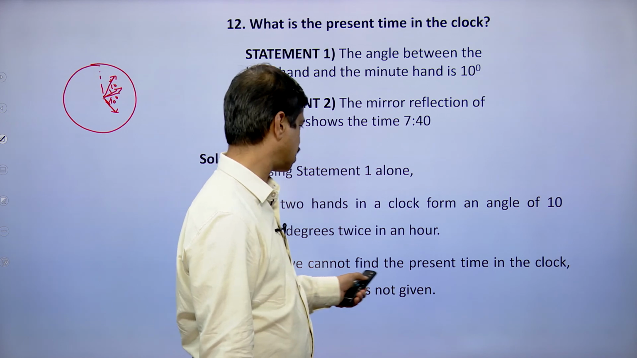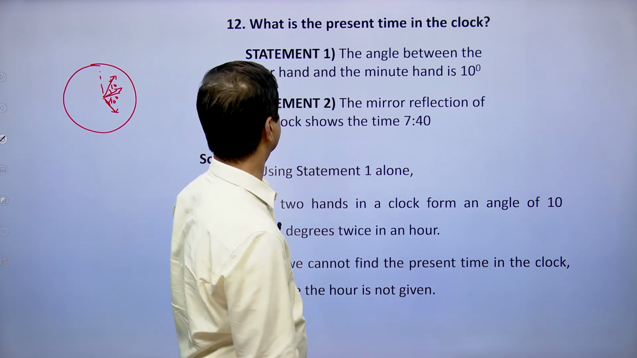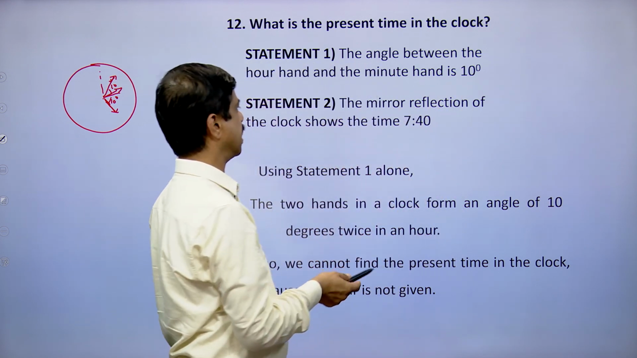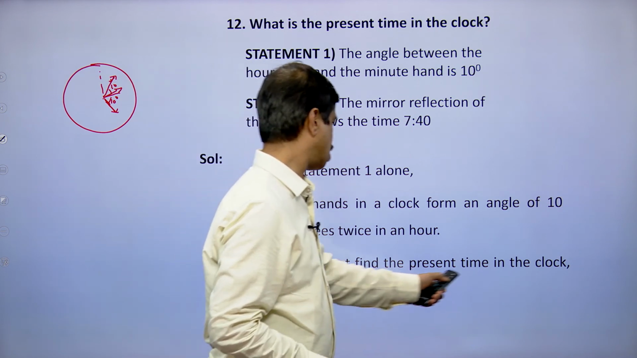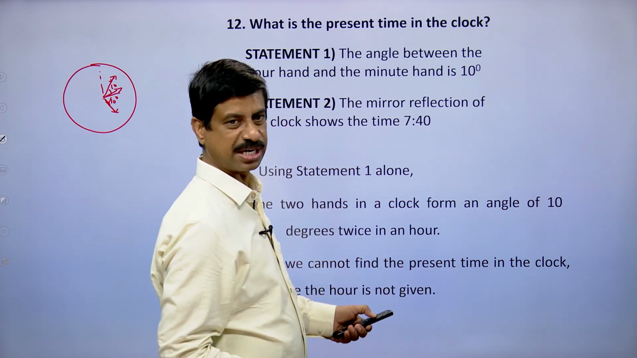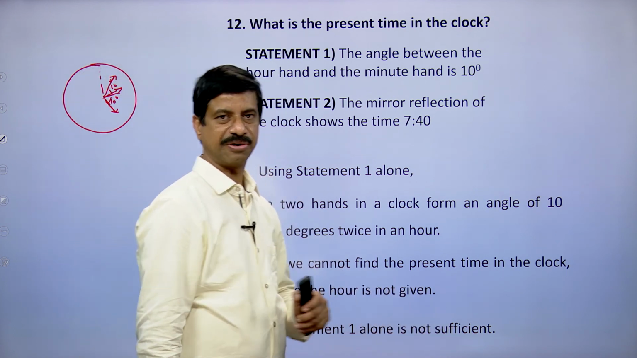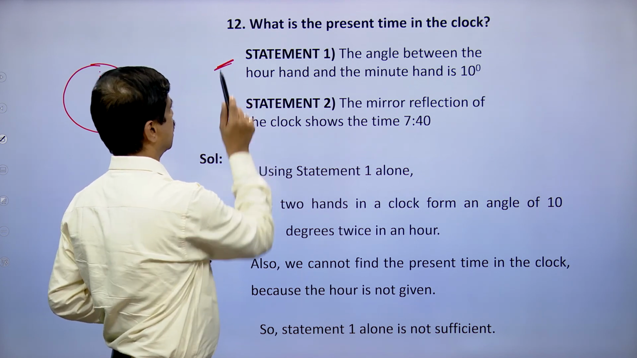So also we cannot find the present time in the clock because the hour is not given. What hour it is, that is not mentioned. So this is not really possible with just one statement. So statement 1 alone is not sufficient. We are not able to answer based on statement 1 alone.